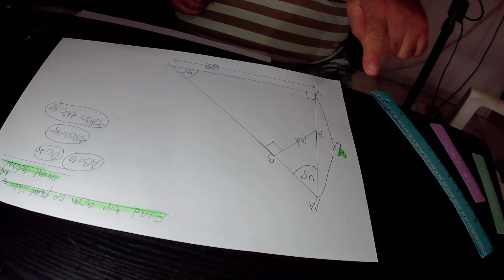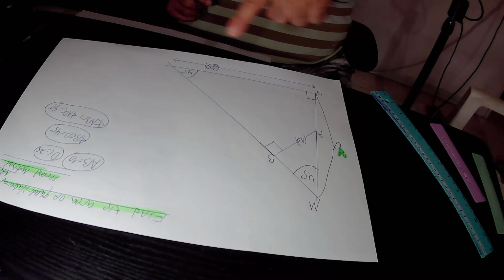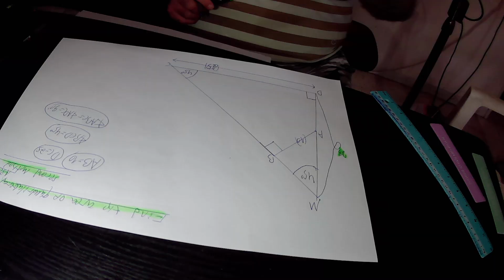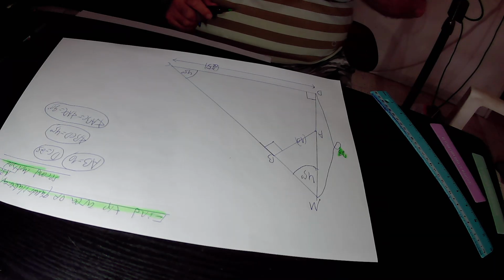MC is the hypotenuse of the right triangle MDC. Again, MC is the hypotenuse of the right triangle MDC. So MC is a hypotenuse. It is absolutely a straight line.